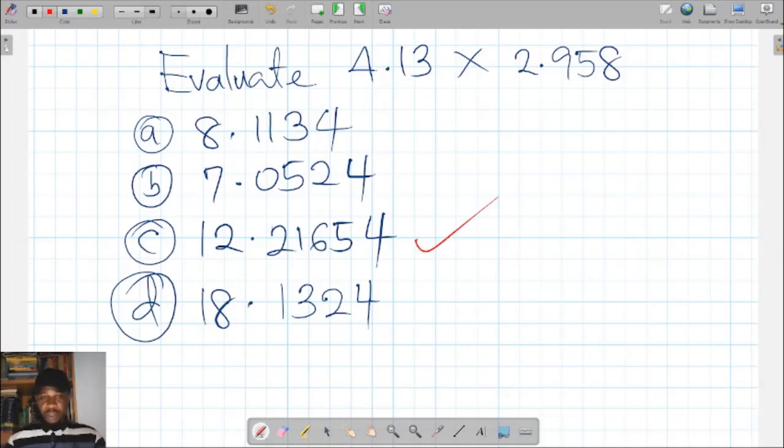4.13 to the nearest whole number is 4. 2.958 to the nearest whole number is 3. 4 times 3 is 12. And the only number that is close to 12 here is this number. If you multiply it out on your calculator, you get 12.21654.